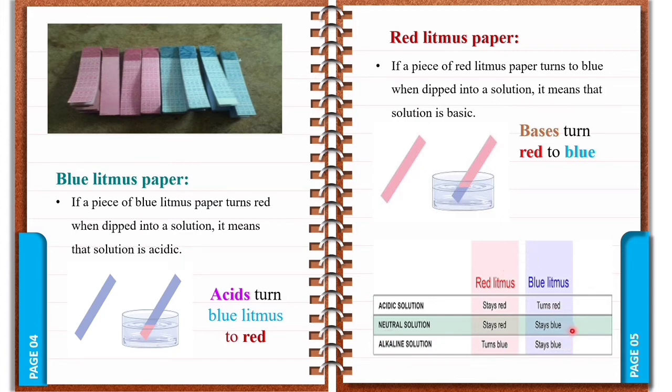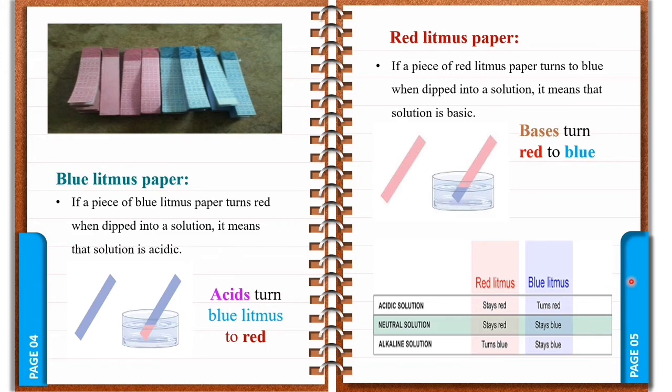Now we will see blue litmus paper. Blue litmus paper remains blue in neutral and in alkaline solution. Blue turns to red only in acidic solution. I hope it's clear for all of you about blue litmus paper and red litmus paper.